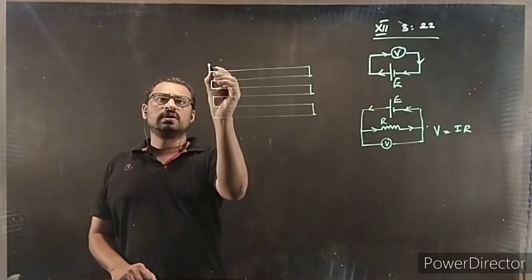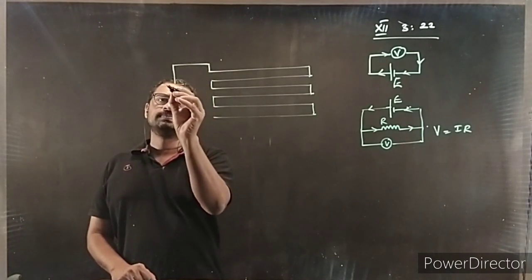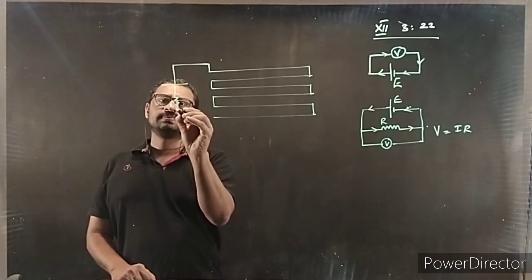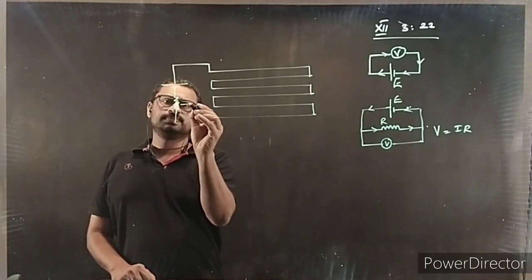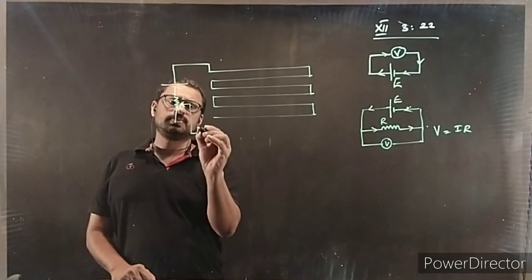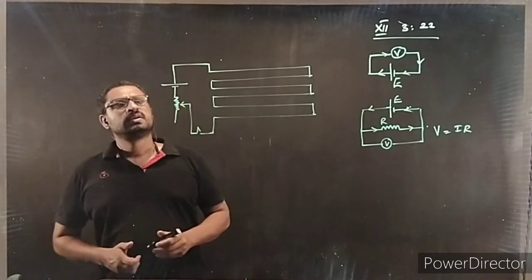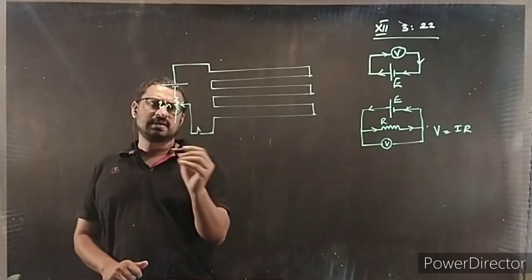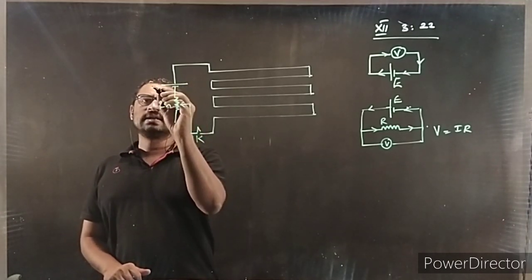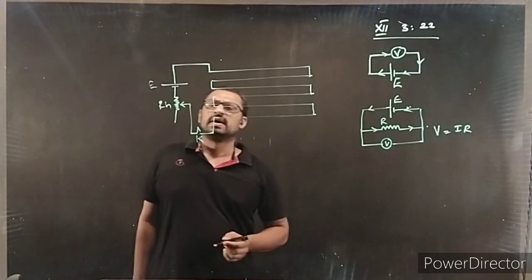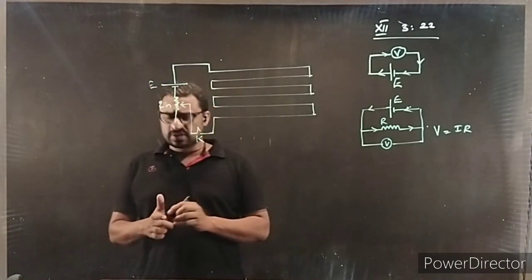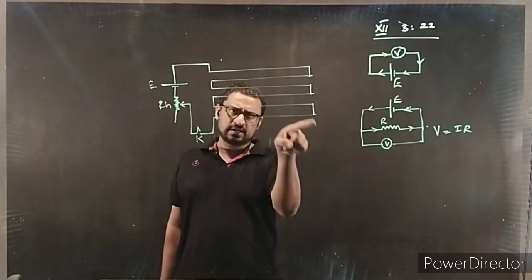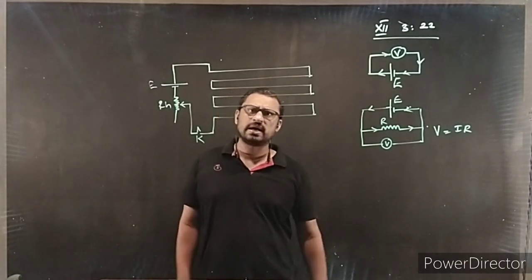And you have one source cell, source EMF, connected to a rheostat, maybe with a key. If you need a key, you can apply a key also. This is the rheostat, this is a key, and this is the source EMF. This is the primary circuit. So the source EMF will make a current flow through this potentiometer wire.